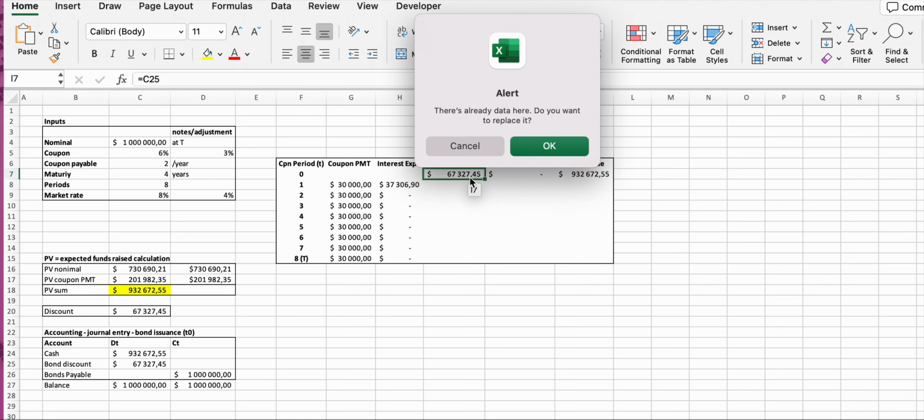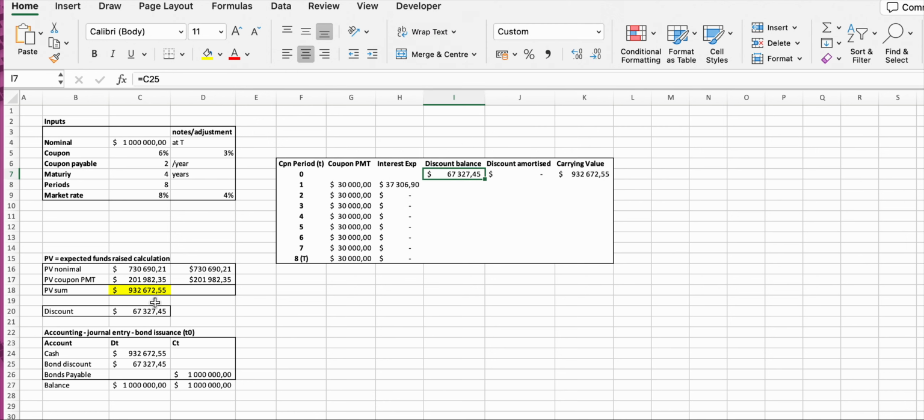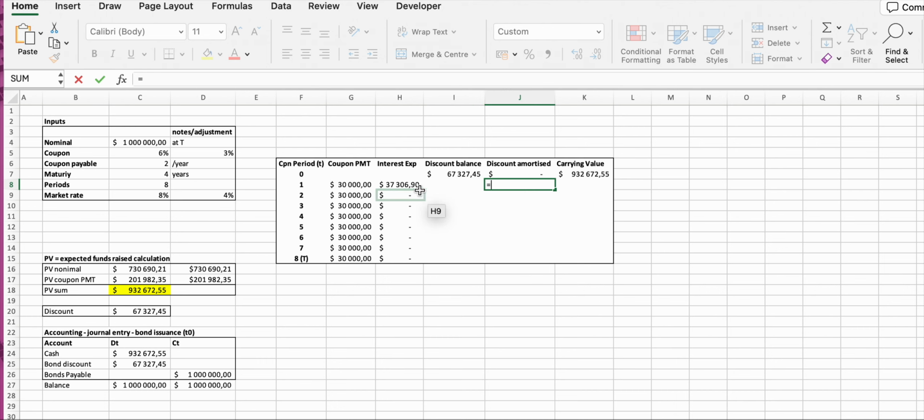We see we have a discount balance. This is firstly the discount that we've calculated on the bond, simply as a difference between the nominal value of the bond and its present value, or the proceeds of the bond. But we see that this discount will be slowly amortized. We will need to get it off our balance sheet, and the procedure for achieving this is that we will always look at the difference between the interest payment and the coupon payment.